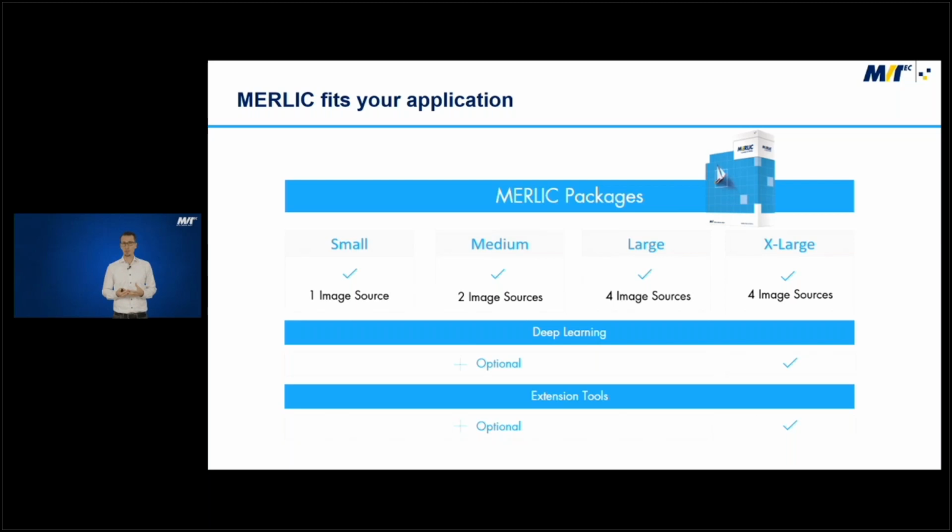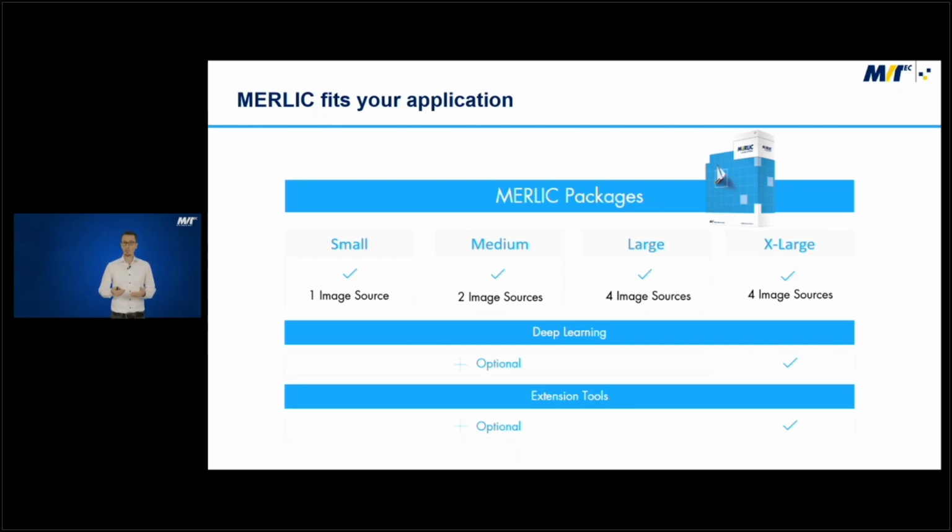The main difference here is the supported number of image sources. With Merlick small, you can only handle 1 image source, more or less 1 camera. With Merlick medium, you can handle 2, and with Merlick large, you can handle 4 of them. Merlick X large is another story. I will come to it later. And in addition to this image source support, we have our add-ons.